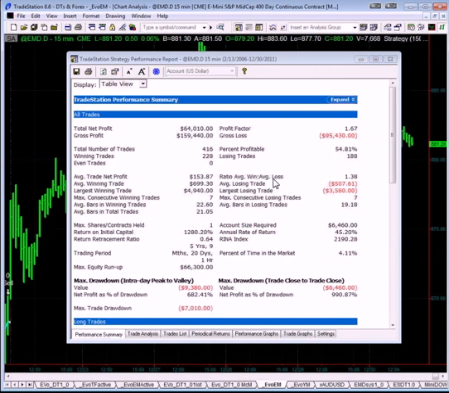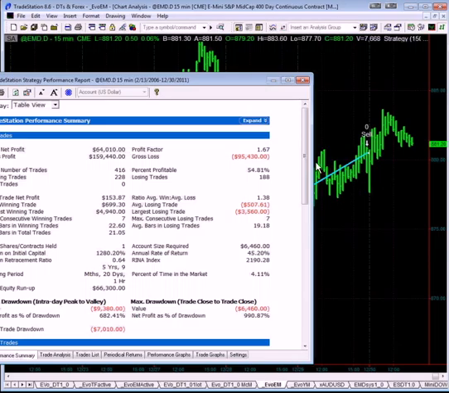The Evo EM. Let's see what it's been doing. Putting up a nice winner there.